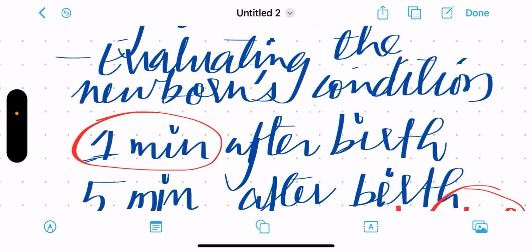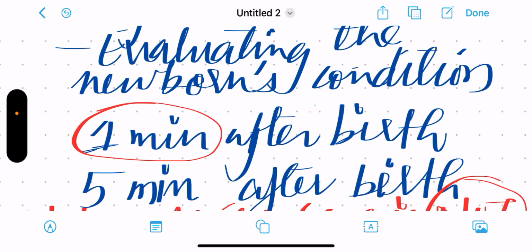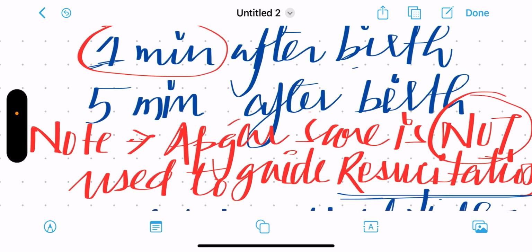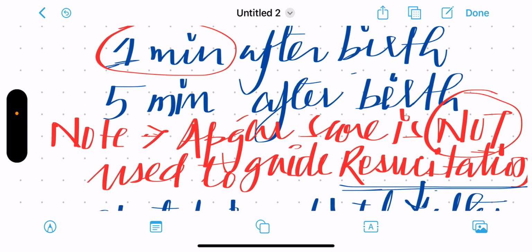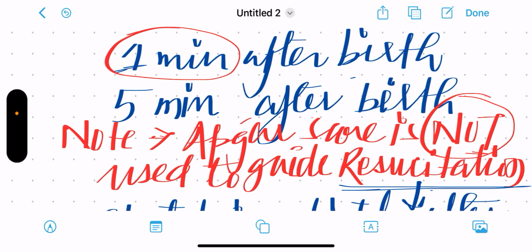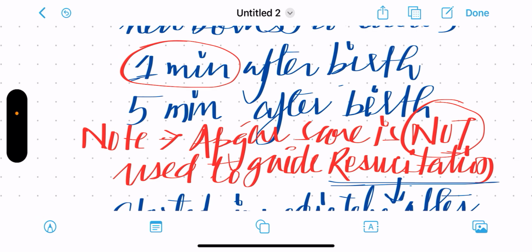Now, when do we use APGAR score? We use APGAR score at 1 minute after birth, and after that we repeat APGAR score after 5 minutes of birth. We have to understand one thing that APGAR score is not used to guide resuscitation. And why do we say that APGAR score is not used to guide resuscitation?